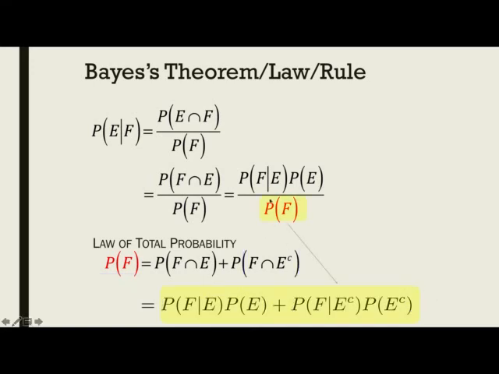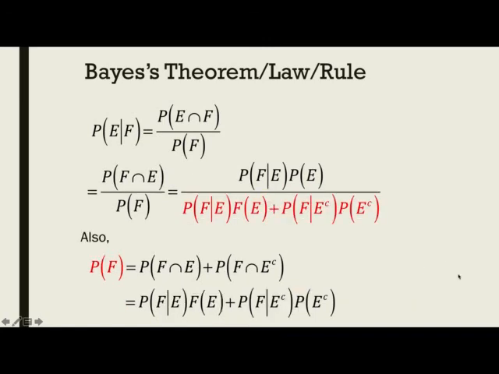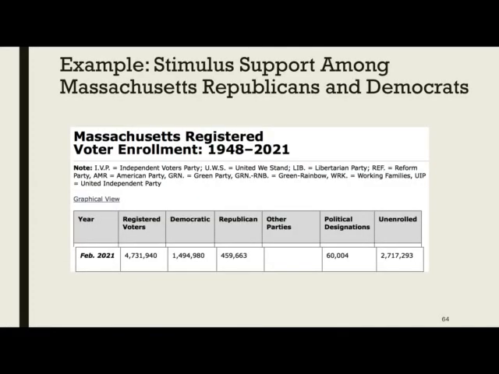Here, let's just notice that that denominator, probability of F, can be rewritten using the law of total probability, if we only have the pieces. If we don't have probability of F, but we've got probability of F given E, we've got probability of E, and so on. We're going to see that in the example with the support for the COVID relief bill. Okay. So I'm going to pause this now and then do a second part, rerunning the example of Massachusetts registered Republicans and Democrats and their support for COVID relief.